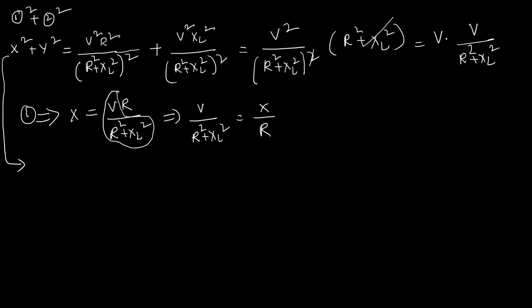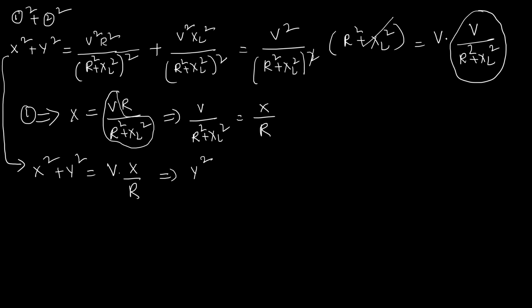So from this, what we can write? X component square plus y component square is equal to V into, instead of this portion, from equation 1, this is x by R. Okay, so now what I'm doing, write y square first, plus x square minus V x by R equal to 0.